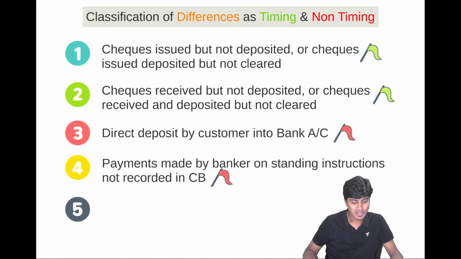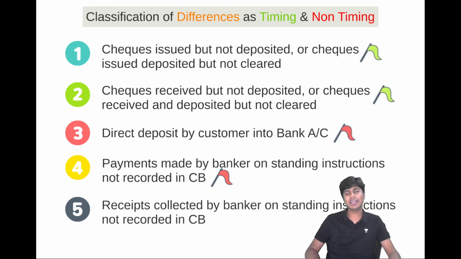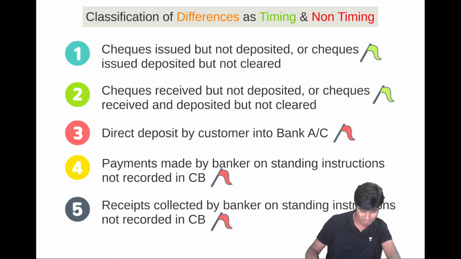After this, we have receipts collected by the banker on behalf of the account holder, which have been entered in the passbook but not entered in the cash book. As this has been entered in the passbook, it has to be entered in the cash book. We can easily call this an error of omission in the cash book, and we have to take necessary action. This is not because of time, this is clearly because of our error of omission. This is a non-timing difference.